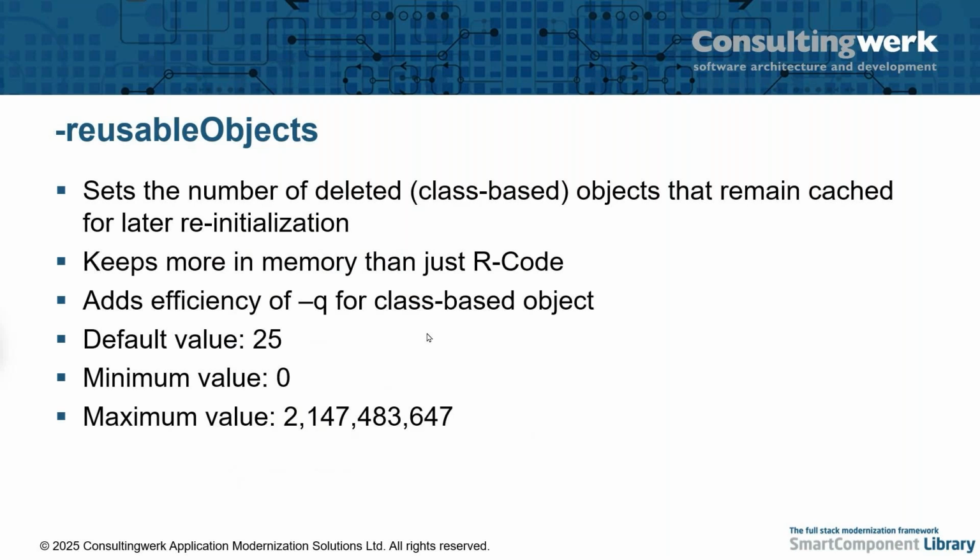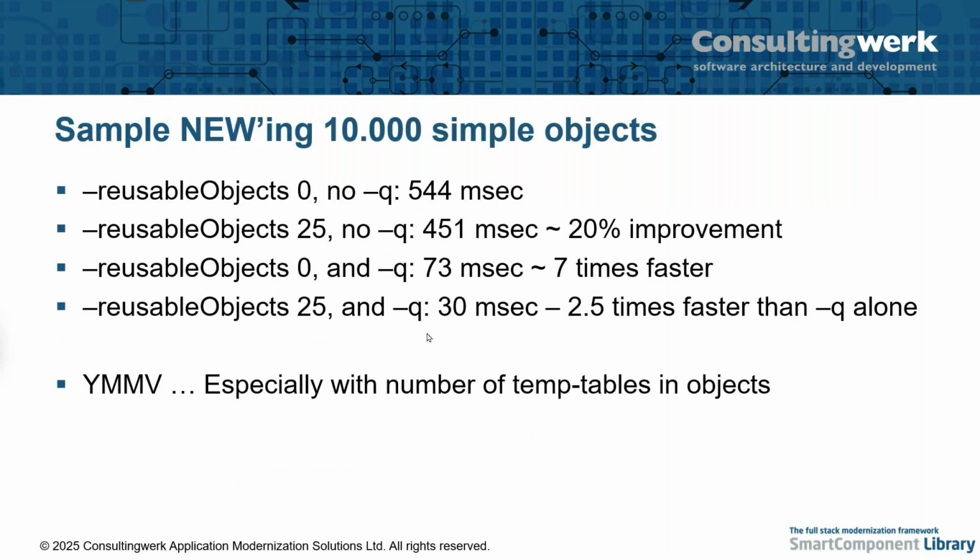The default value is 25, which is pretty low. When having big OOABL applications, I'm more aiming at values of 10,000 or even 100,000. And the maximum value is 2 billion. You can turn it off completely by setting it to 0.